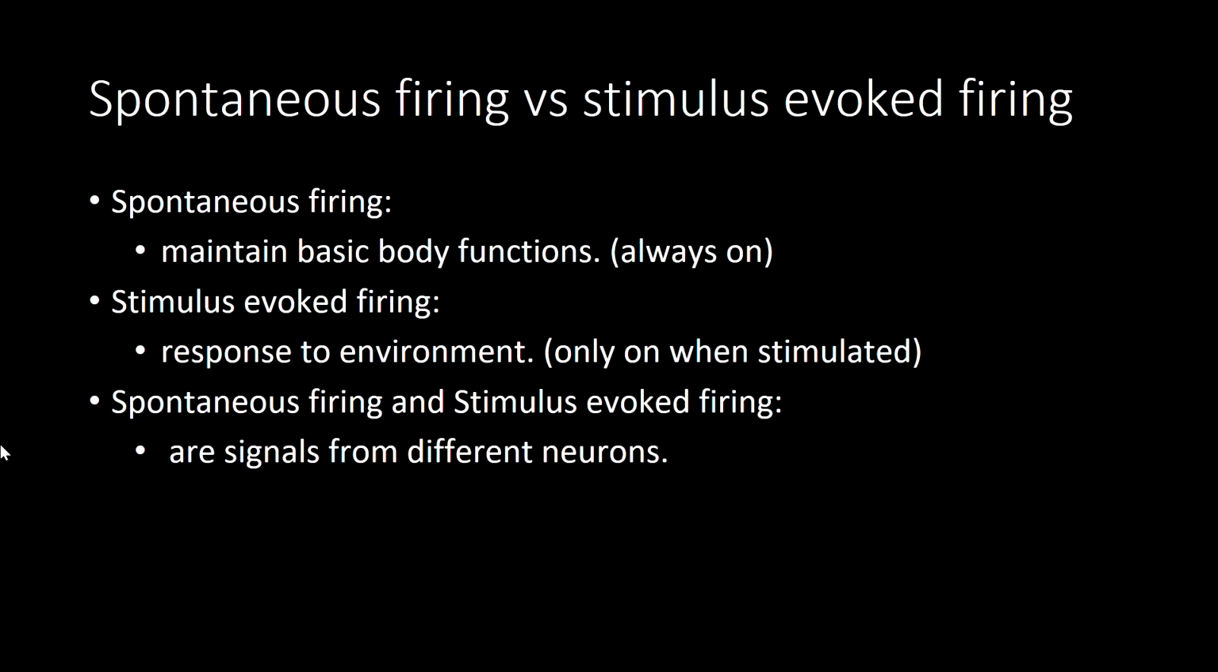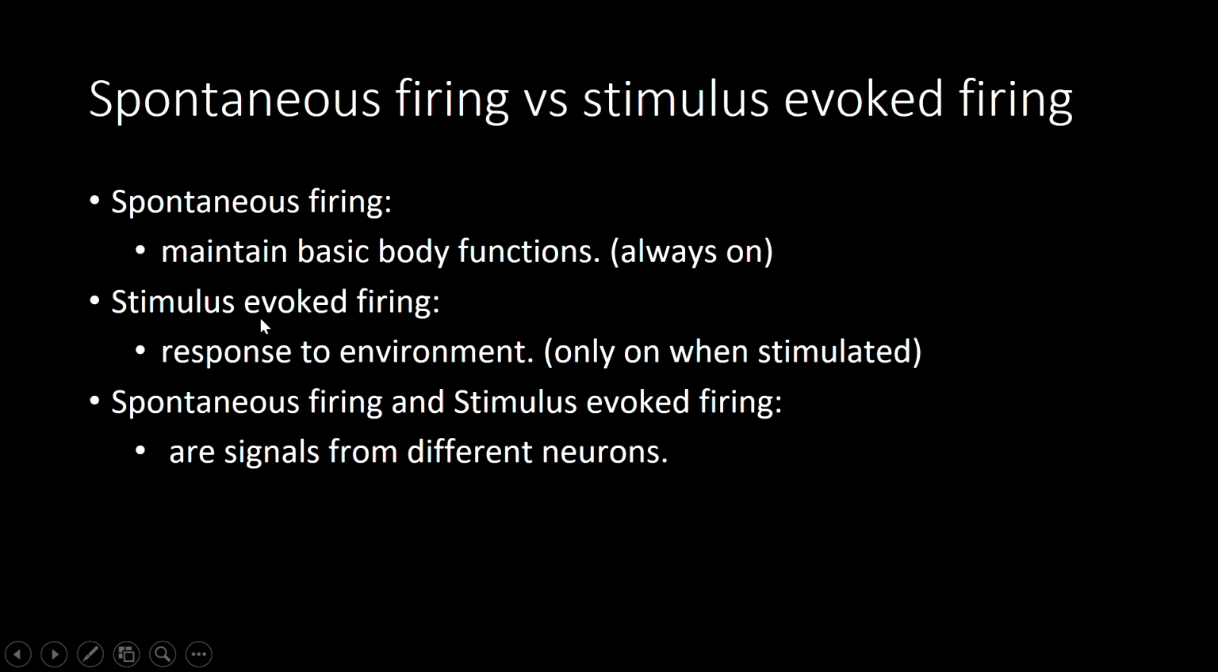All right, next let's talk about spontaneous firing and stimulus evoked firing. Spontaneous firing comes from neurons that are responsible for maintaining basic body functions, and they are always on. For example, neurons belonging to the autonomic system, like your heart rate, your breathing, all these vital functions, your blood pressure. These are maintained by these autonomic neurons. And in the cricket, we call them spontaneous firing neurons.